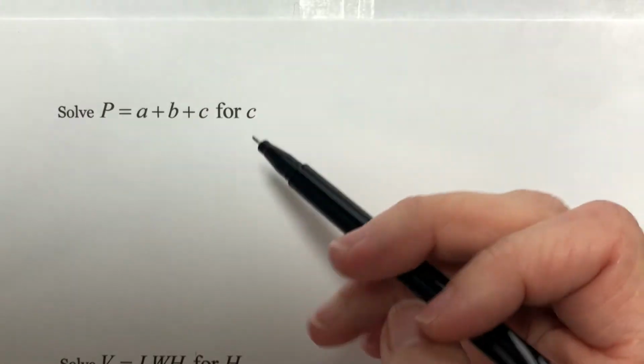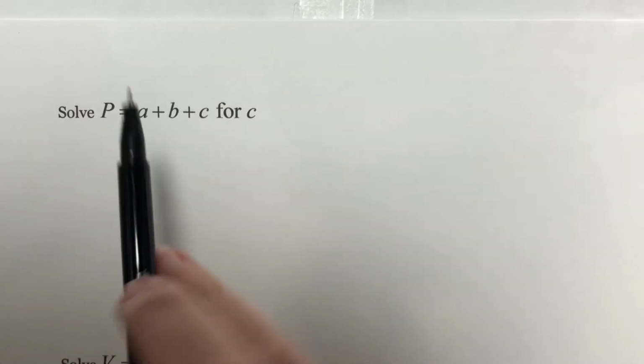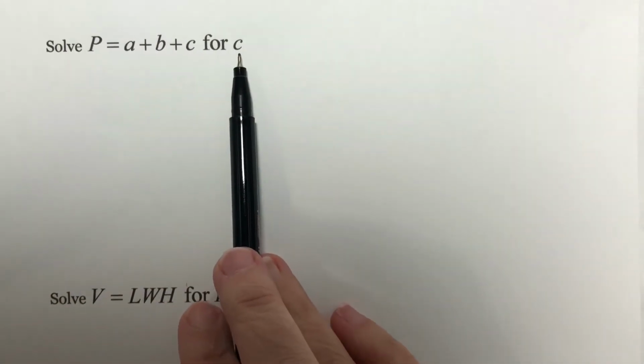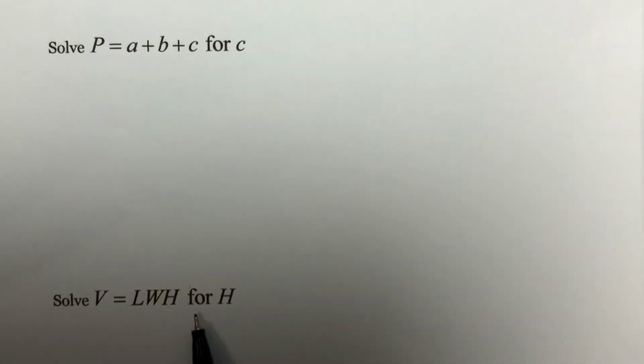This is section 2.5, part 5. This is the last little topic we're going to cover. These problems, I'll bring them both up: solve this formula for C. What makes this different from all the others is that we're not given any numbers. What we're being asked to do is rearrange these formulas.